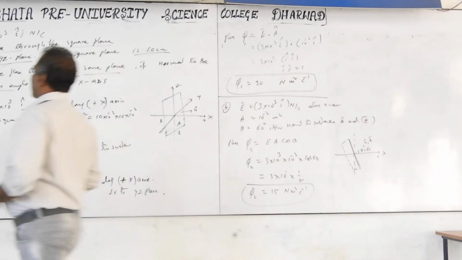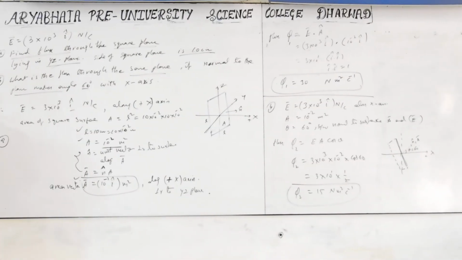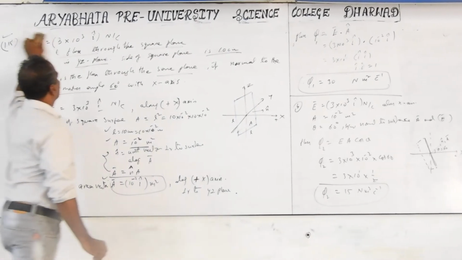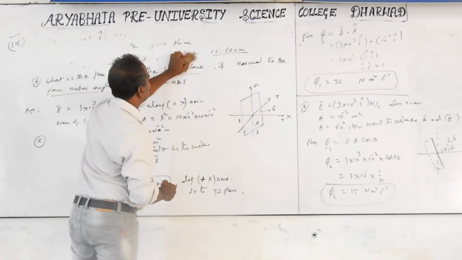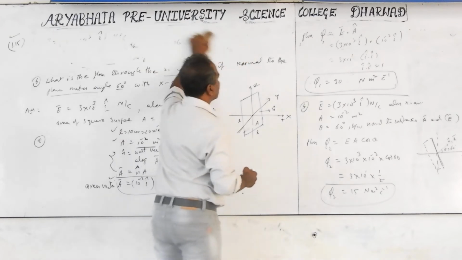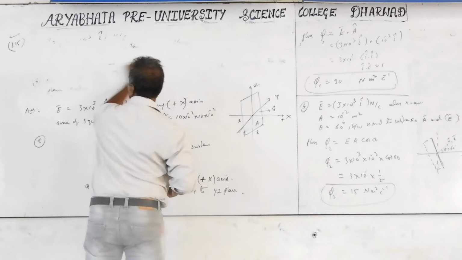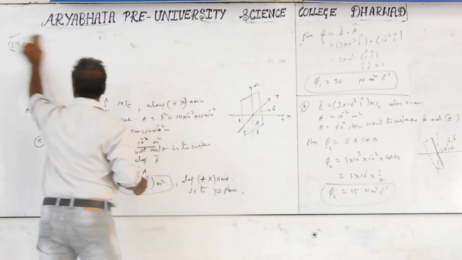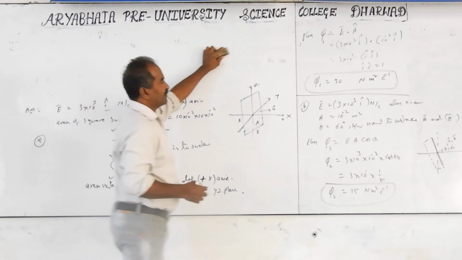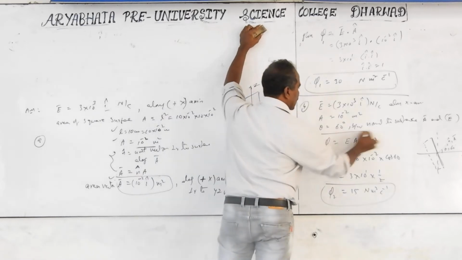This problem is important for us, both for theory and for concrete examples. They may give different angles, like 30 or 60 degrees, or some other values of the angle. Or sometimes they will ask you to find the angle by giving the area and electric field. In that case, you have to use this relationship to find the angles.